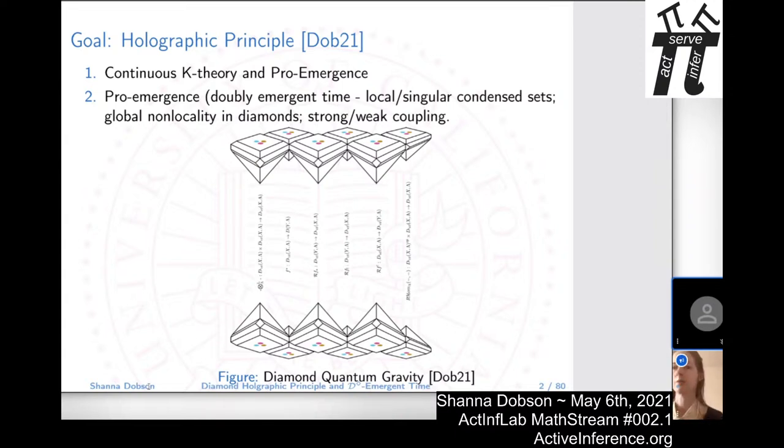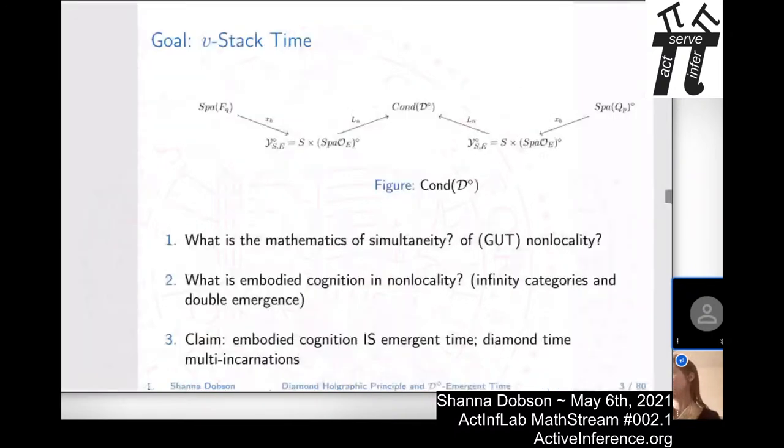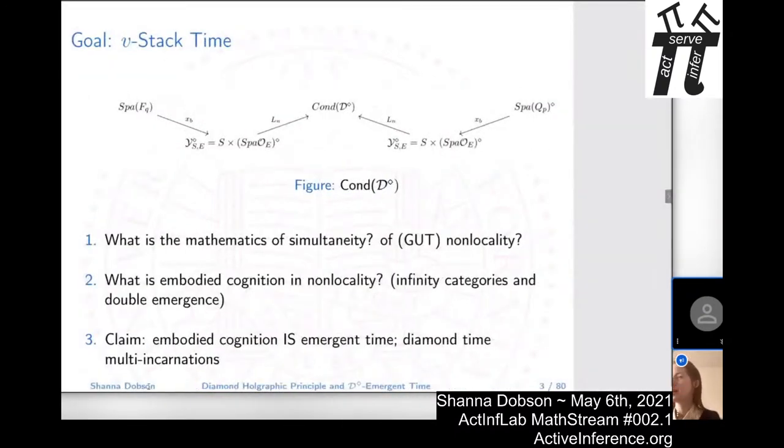And I sort of have this grand opus paper, the DOB 21. She refers to it all the time. Yeah. Okay, so the goal: I said you're going to have this pro-emergent thing, which has multiple emergent times going on. It's not just emergent time, but I think they're all over the place. So in that is what I'm going to call V-stack time.